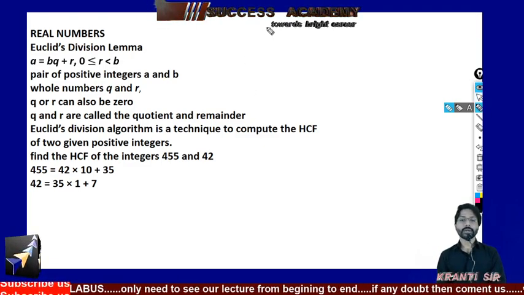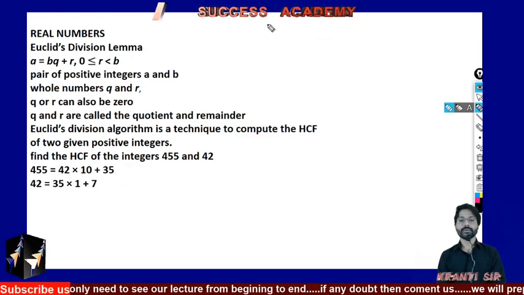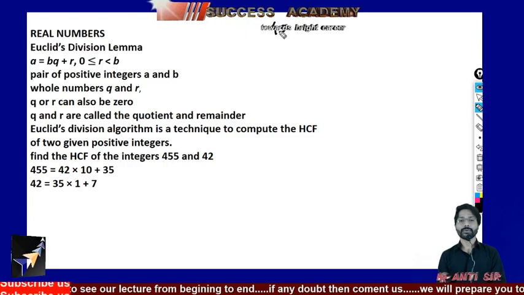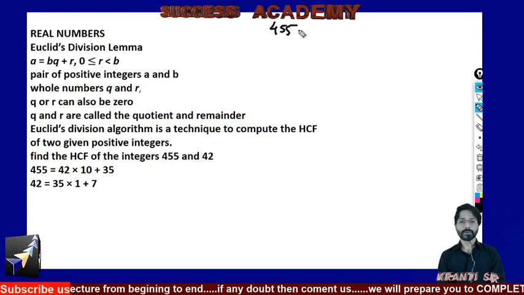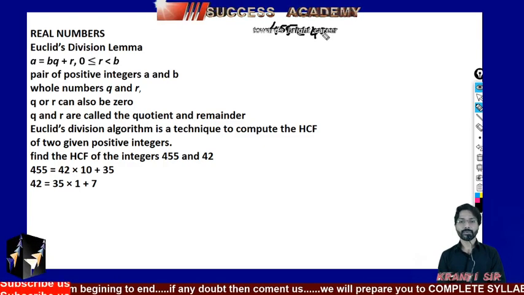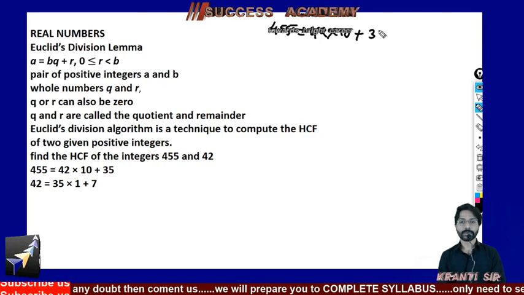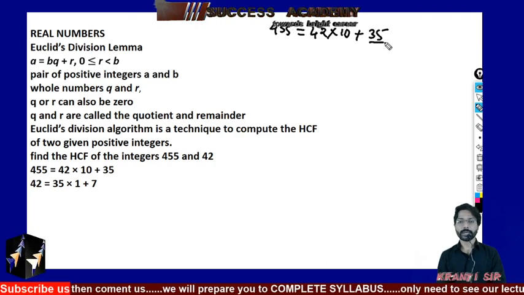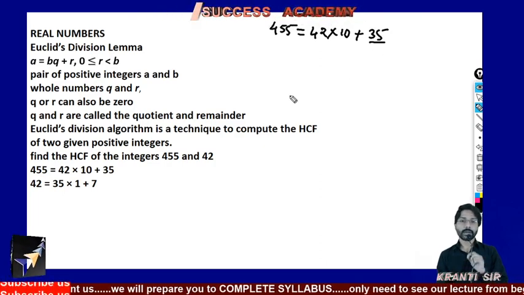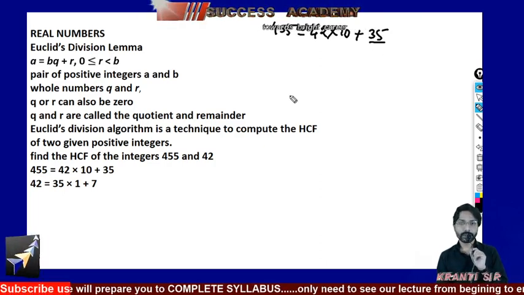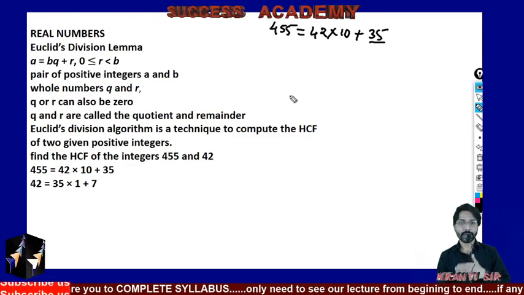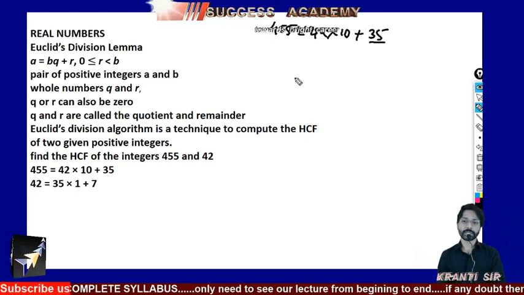So what we got is this equation: 455 equals 42 into 10 plus 35. It means what is the remainder? 35. This remainder is not equal to 0. If this is not equal to 0, you have to do the division process again.